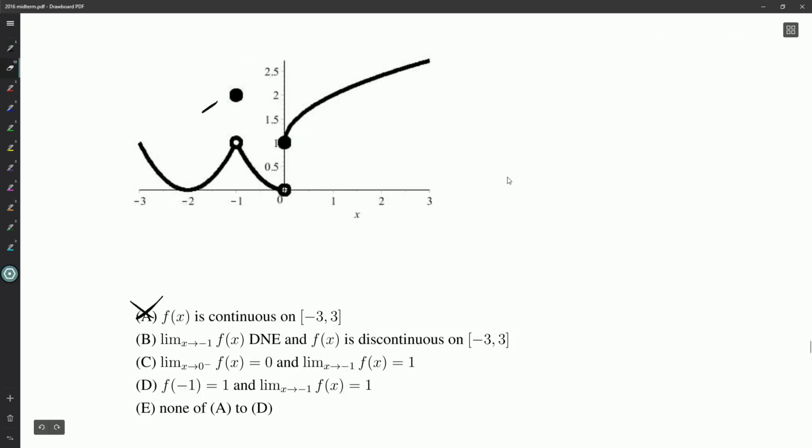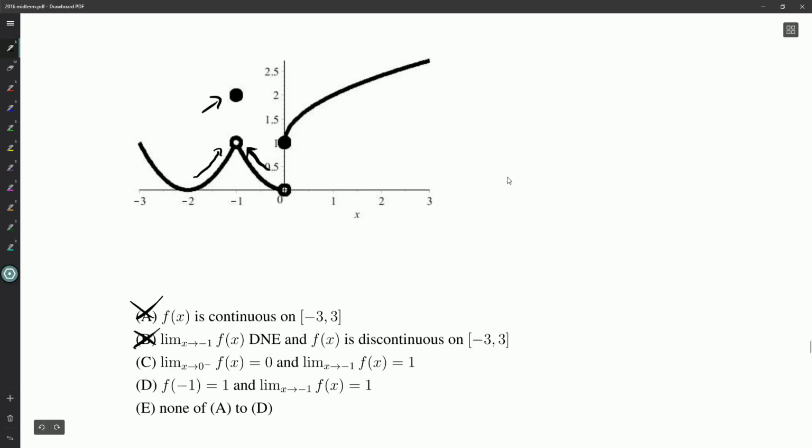B, the limit as x approaches negative 1 of f of x does not exist, and f of x is discontinuous. Well, it is discontinuous, but at negative 1, the function from both directions is heading up towards 1. Now, it isn't actually 1. It's a 2 at that point. But remember, limits don't care what happens at the point. So as far as the function's concerned, everything's heading to 1. So this simply is not the case. There is a limit at negative 1.